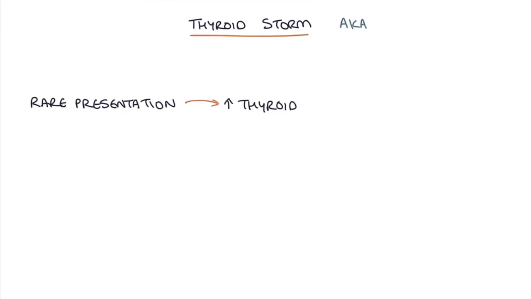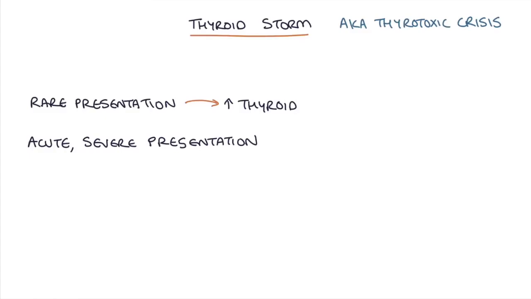Next, let's talk about a concept called thyroid storm. Thyroid storm is a rare presentation of hyperthyroidism, and it's also known as thyrotoxic crisis. This is where there's a more acute, severe presentation of the hyperthyroidism, where the patient will get pyrexia, tachycardia, and may have a delirium as well.